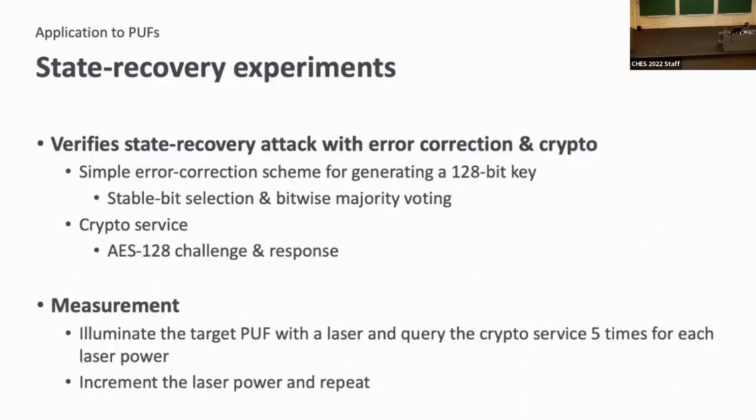We verify the state recovery attack with error correction and crypto schemes. We use a simple error correction scheme to generate a 128-bit key from the 256-bit PUF states by selecting stable bits and performing bitwise majority voting. Then we generate challenge and response pairs using AES-128 with the PUF-protected key. In the experiment, we illuminate the target PUF with a laser and query the crypto service 5 times. Then we repeat the same measurement while gradually increasing the laser power.